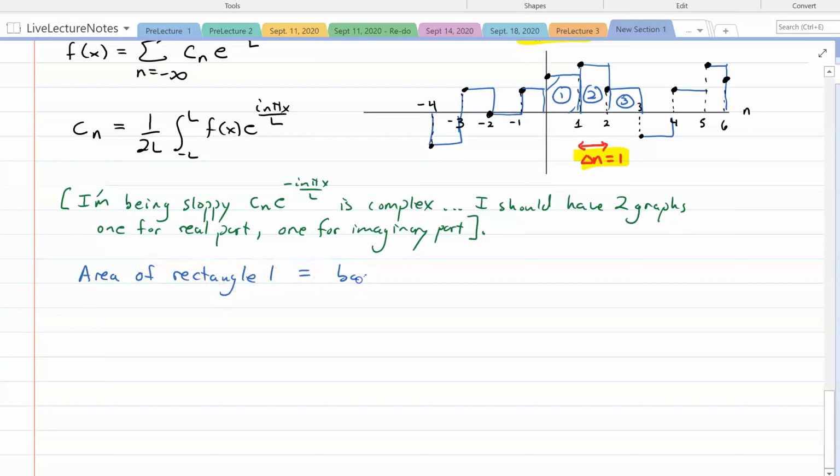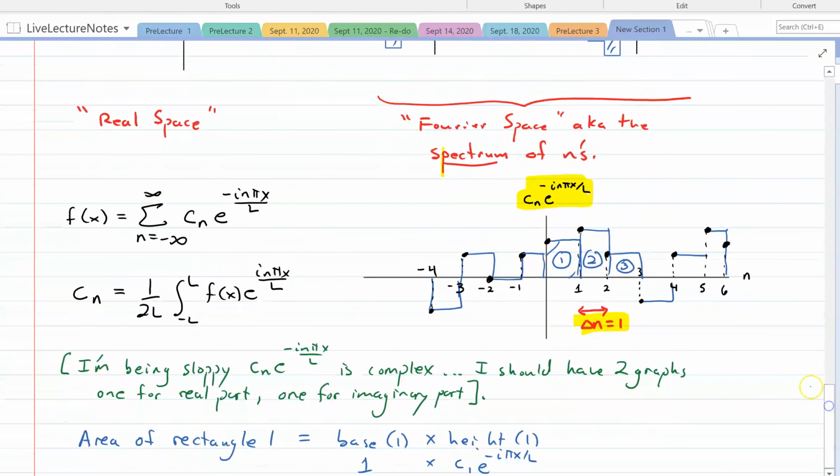It's the base 1 times the height of 1. And the base is 1 unit, because the width of each of those rectangles is 1. And then the height is C1 e to the minus I pi x over L. Okay? Because that's what I just plotted there.